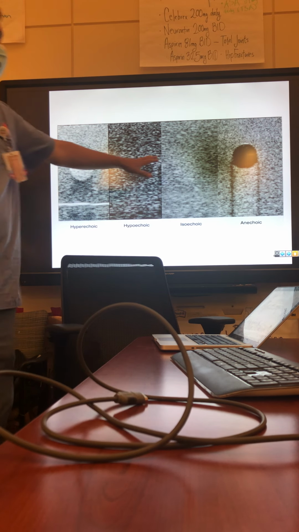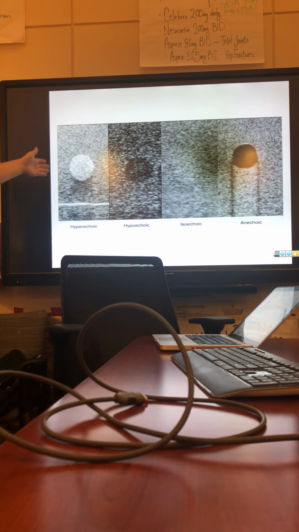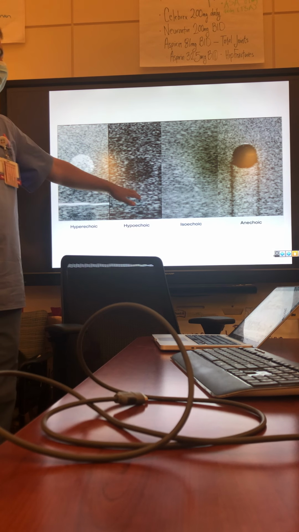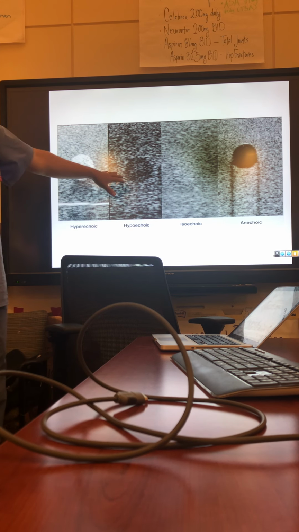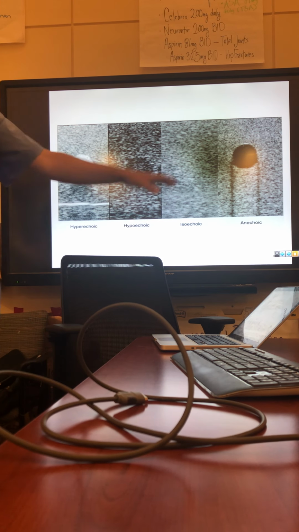And so this is kind of a mid-gray. If it's brighter than mid-gray, we call it hyperechoic. If it's less gray, or darker, we call it hypoechoic. And if it's completely black, then we call it anechoic.